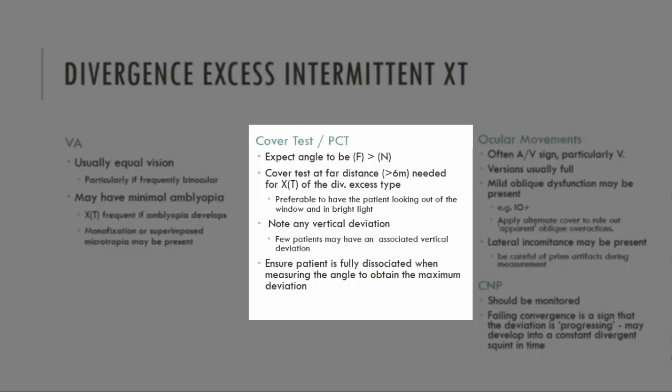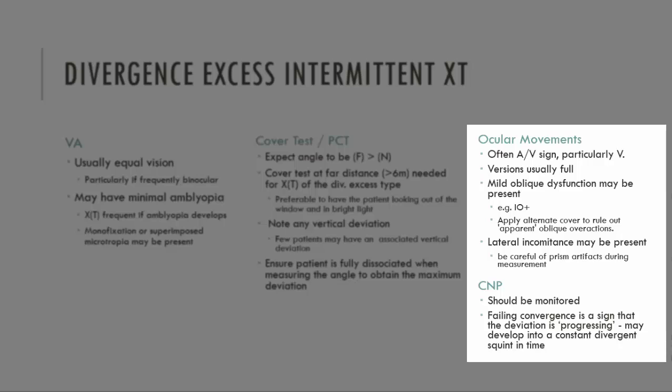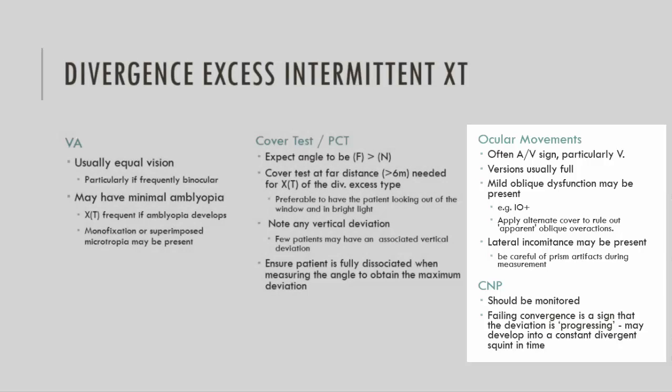The reason that you should do greater than 6 metres is that some surgeons prefer to operate on the deviation at that distance, at the greater than 6 metre distance. In terms of ocular movements, these patients at times do show ocular movement anomalies. So always assess ocular movements, but you would do so in any patient with an ocular motility disorder. Convergence near point, generally this is normal, but you should monitor it, and any reduction in the CNP is often an indicator that things are worsening or progressing.